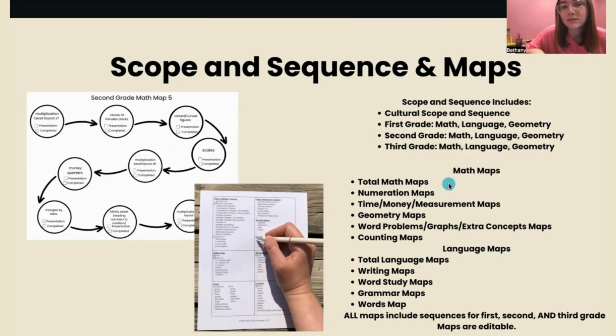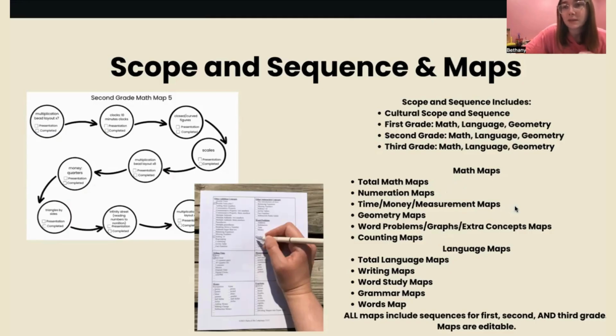But for the total math map, those take numeration, time, money, measurement, geometry, word problems, graphs, and extra concepts, and does one after the other in a repeating pattern. So then the kids could have a balanced plate of what they're doing when. So the total math map has all of them, but the numeration map, which is what we're going to be talking about today, is just the numeration, and then the next one will be just time, money, and measurement, and then just geometry, and then just word problems, extra concepts, and graphs.